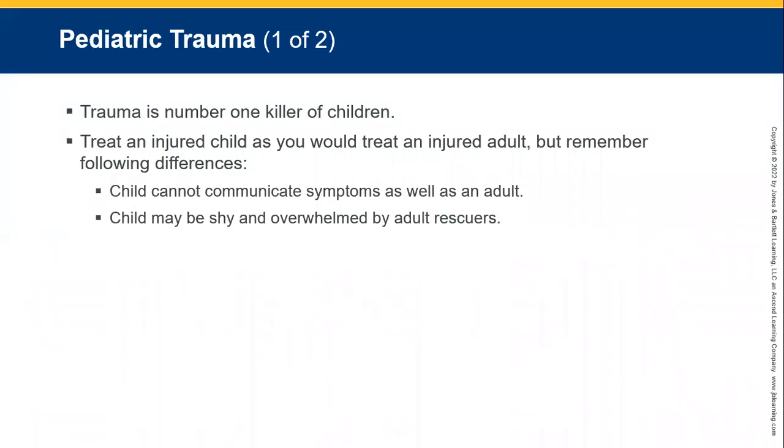Pediatric trauma. Trauma is the number one killer of children. Treat an injured child as you treat an injured adult, but remember the following differences. Children cannot always communicate their symptoms as well as an adult can. A child may be shy and overwhelmed by adult rescuers. Always try to establish good communication or rapport with the child.